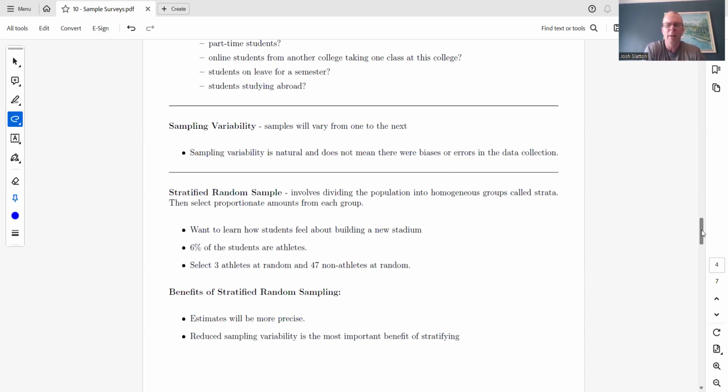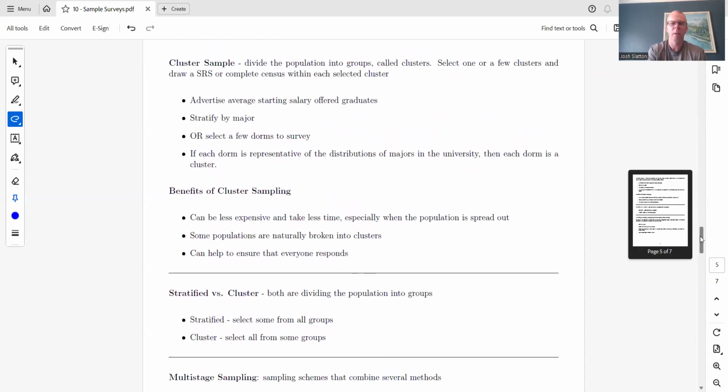So the benefits: estimates will be more precise. If you do a simple random sample, for example, you could get 25 athletes and 25 non-athletes. That may not be likely, but it is possible with a simple random sample. With stratified, that's not going to happen, and so that's one benefit. There's also reduced sampling variability because of that, because estimates will be more precise, and groups will be divided up as they are in the population.